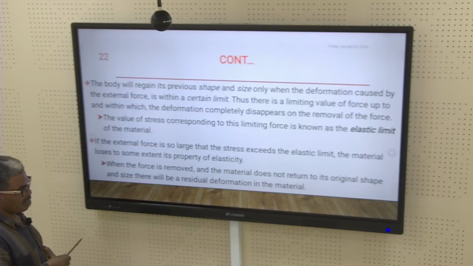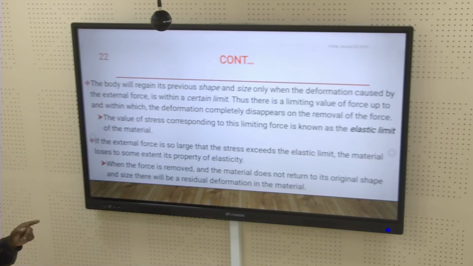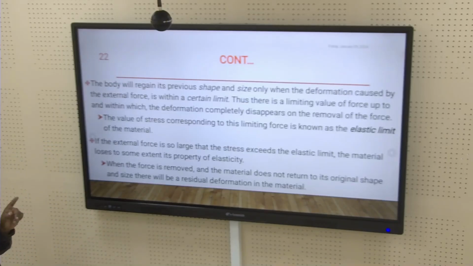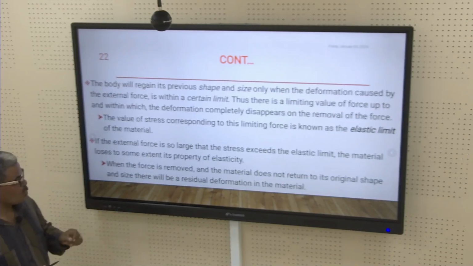The boundary for the force that a body subjected to external force can experience, while continuing to behave as formerly, that is, returning to its original shape and size, has a limitation. So if the external force is so large that the stress exceeds the elastic limit, the material loses to some extent its property of elasticity. When the force is removed and the material does not return to its original shape and size, there will be a residual deformation in the material.